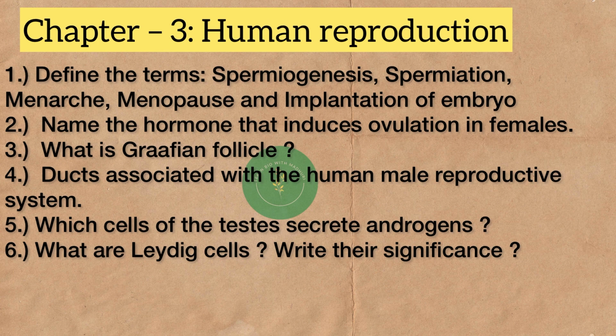Next chapter, chapter number 3, human reproduction. Terms like spermiogenesis, spermiation, menarche, menopause, and implantation are important. Name the hormone that induces ovulation in females. What is Graafian follicle? Ducts associated with the human male reproductive system. Which cells of the testis secrete androgens? Leydig cells and their significance.